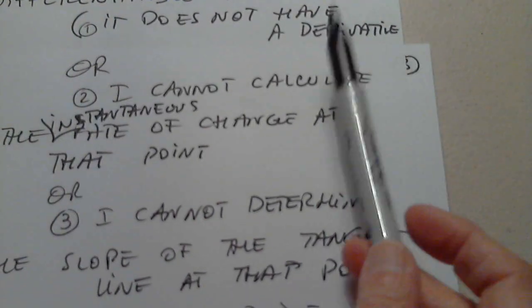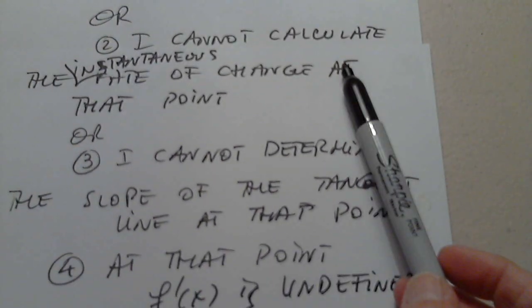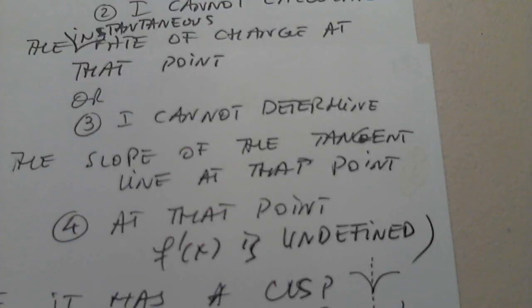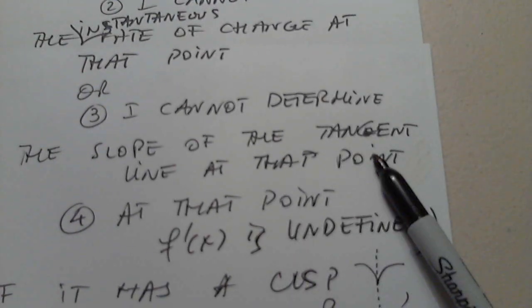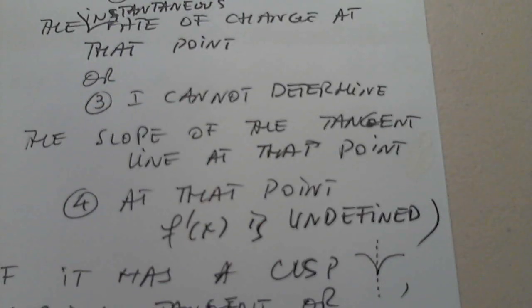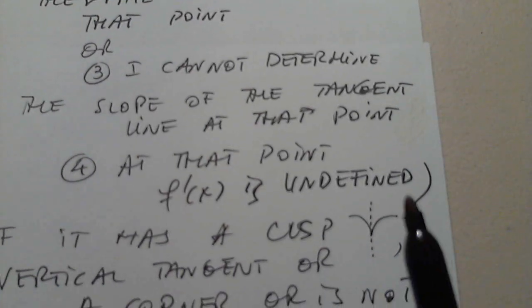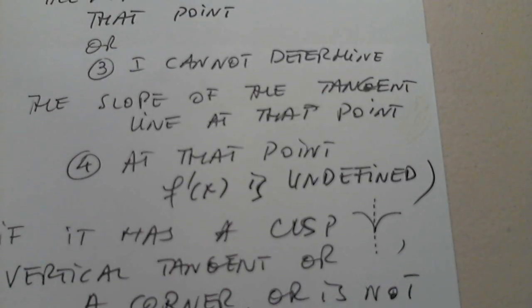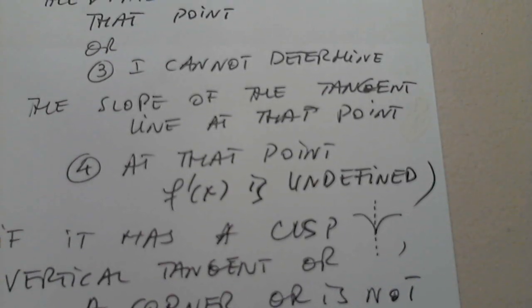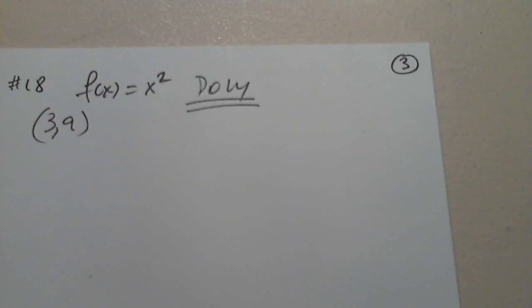I will always be able to determine its derivative. I will always be able to determine the instantaneous rate of change at every point. I will always be able to find the slope of the tangent line at any point. The derivative will always be defined. It never has a cusp. It never has a vertical tangent. It never has a corner, and is always continuous. So there is no discussion there.